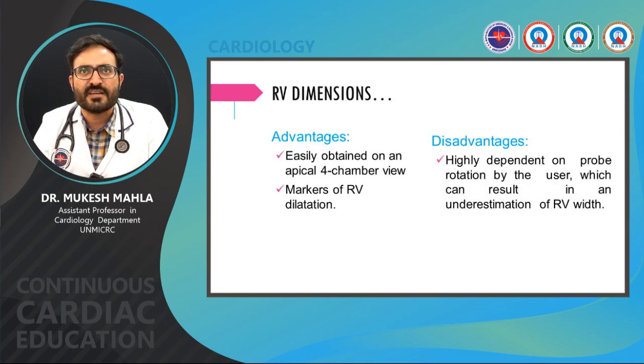RV dimension is easily obtained in the focused apical 4-chamber view and is a marker of RV dilatation. The disadvantage is that it is highly dependent on probe rotation and the user, which can result in underestimation of RV width if we go only for the apical 4-chamber view despite the focused apical 4-chamber.